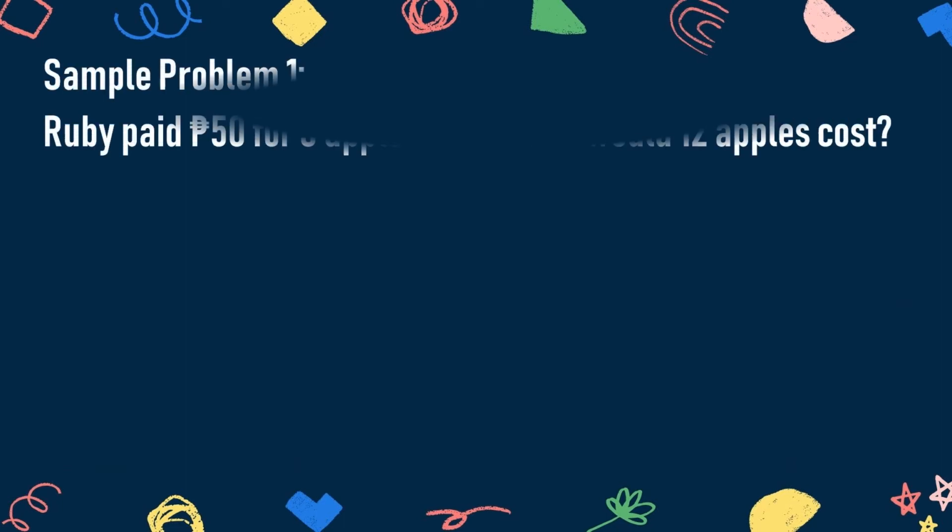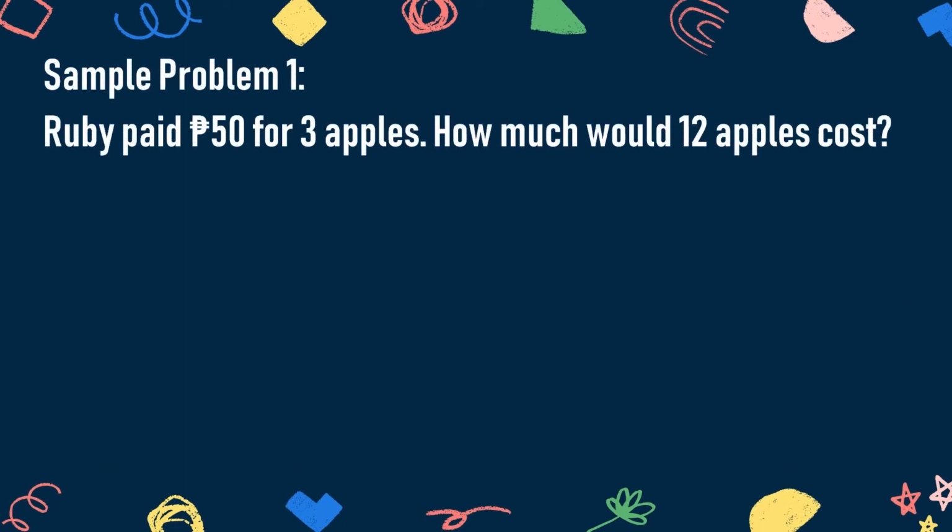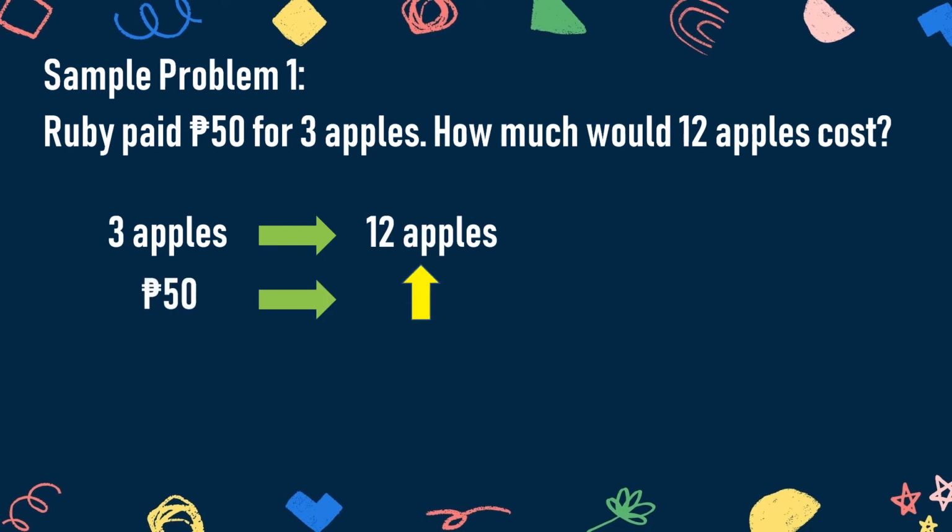Let us take sample problem 1. Ruby paid 50 pesos for 3 apples. How much would 12 apples cost? This problem suggests that an increase in the number of apples will require an increased amount or cost to be paid. If we increase the number of apples from 3 pieces to 12 pieces, the amount we will pay will also increase. And according to direct proportion, as one quantity increases, the other quantity increases.